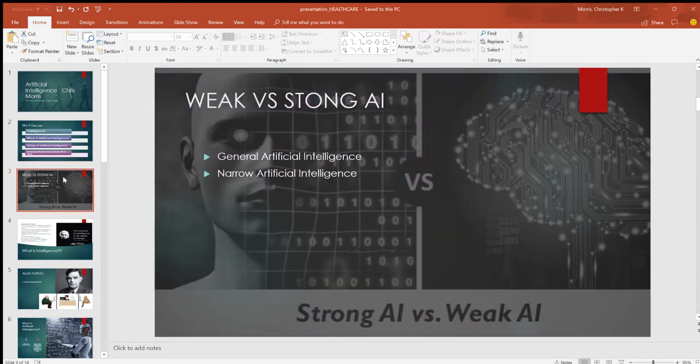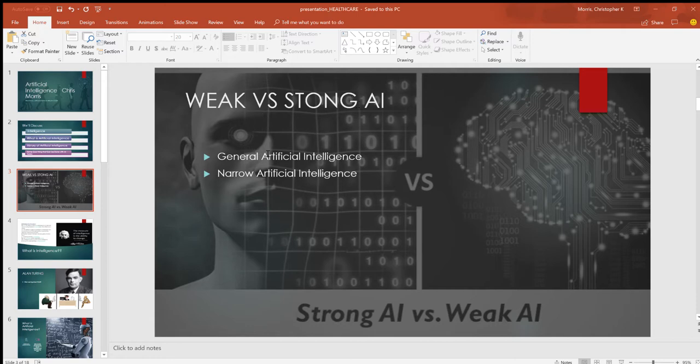But first, before we begin, and you may already know this, there are actually two different versions of artificial intelligence. They have what we call weak AI or narrow AI, and strong AI, or what they call general artificial intelligence.